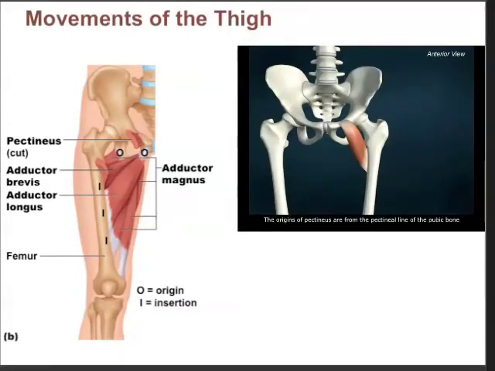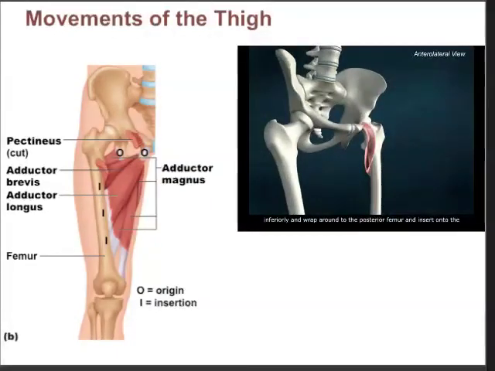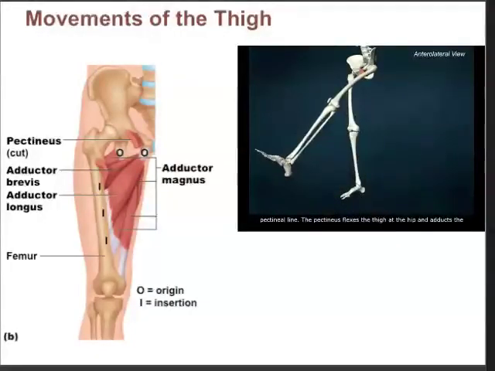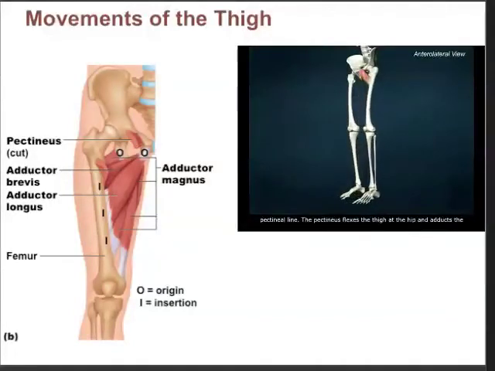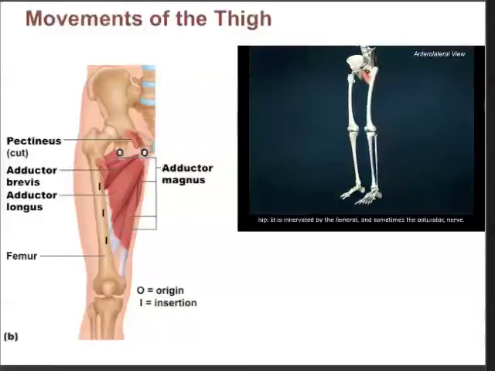The origins of pectineus are from the pectineal line of the pubic bone and the adjacent surfaces on the superior ramus. The fibers run inferiorly and wrap around to the posterior femur and insert onto the pectineal line. The pectineus flexes the thigh at the hip and adducts the hip. It is innervated by the femoral and sometimes the obturator nerve.